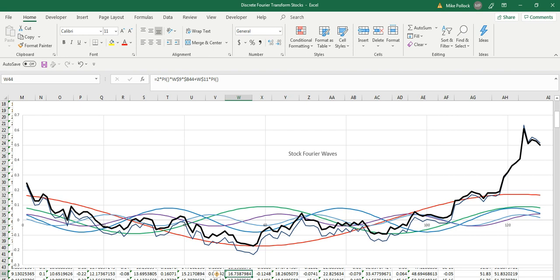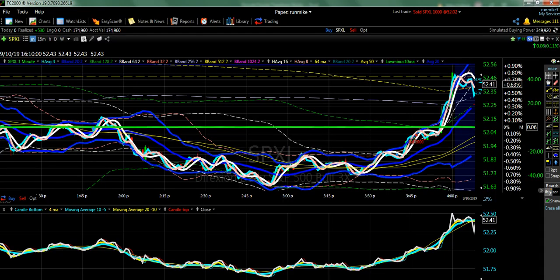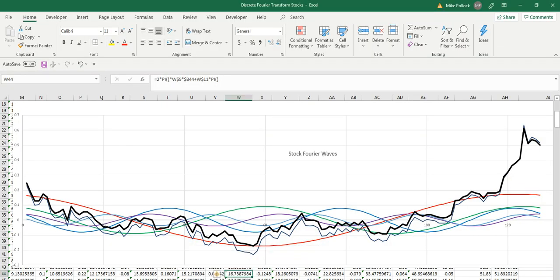But here we can see the dip. That's the lowest price. That's what we see over here. And that dip is caused by the dominant wave reaching its bottom point. So we can see how to read the waves, and it's pretty simple.